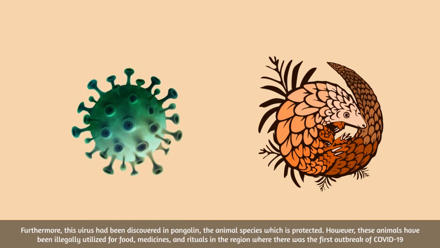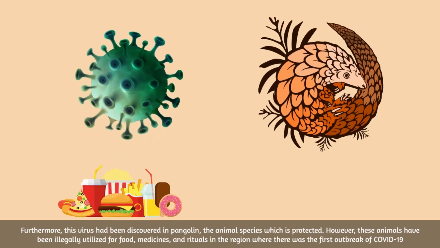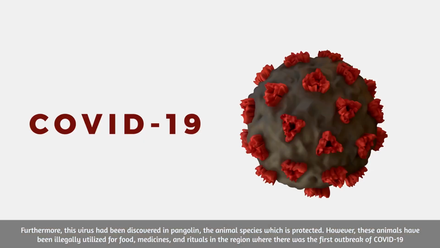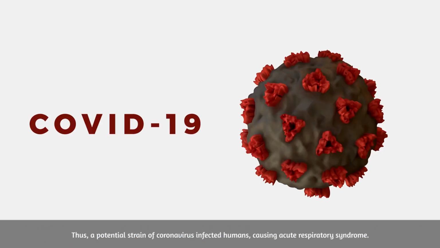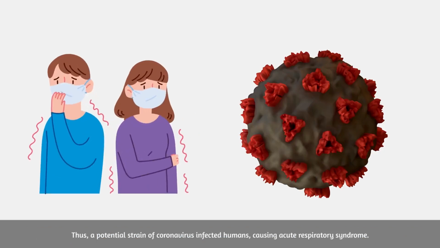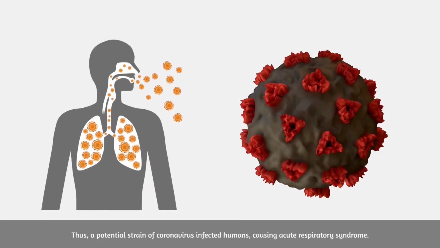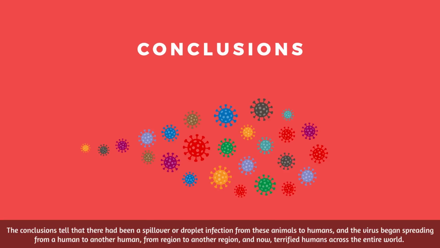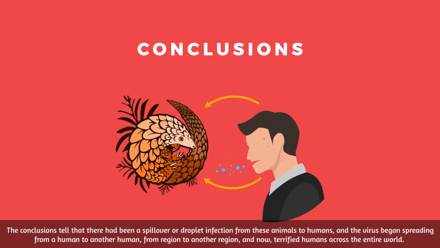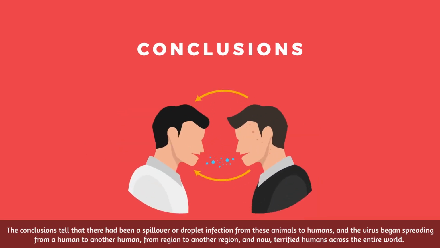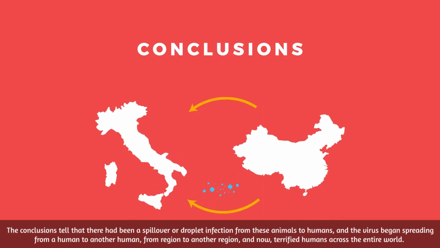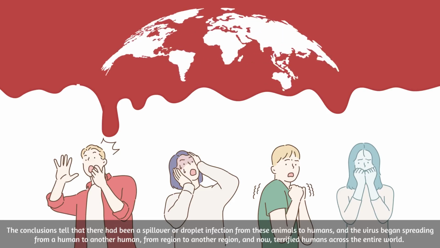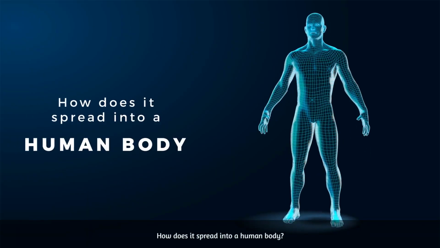However, these animals have been illegally utilized for food, medicines, and rituals in the region where there was the first outbreak of COVID-19. Thus, a potential strain of coronavirus infected humans, causing acute respiratory syndrome. The conclusions tell that there had been a spillover or droplet infection from these animals to humans, and the virus began spreading from one human to another, from region to region, and now has terrified humans across the entire world. How does it spread into a human body?